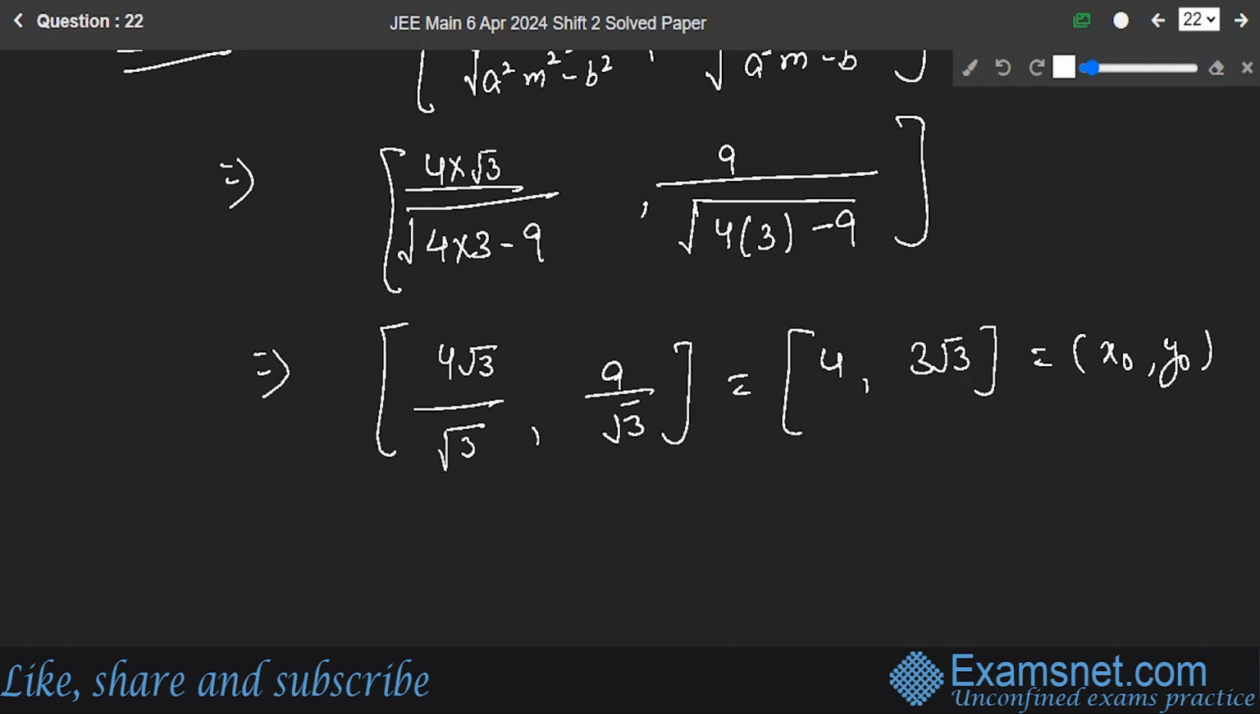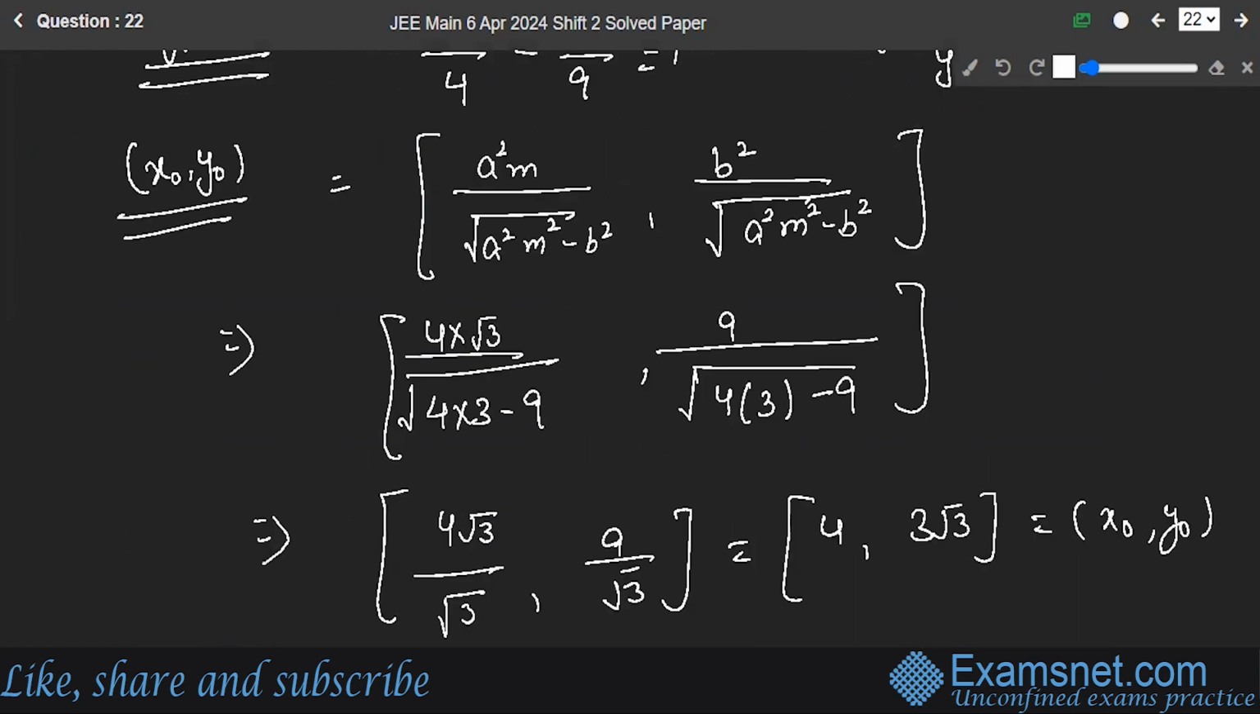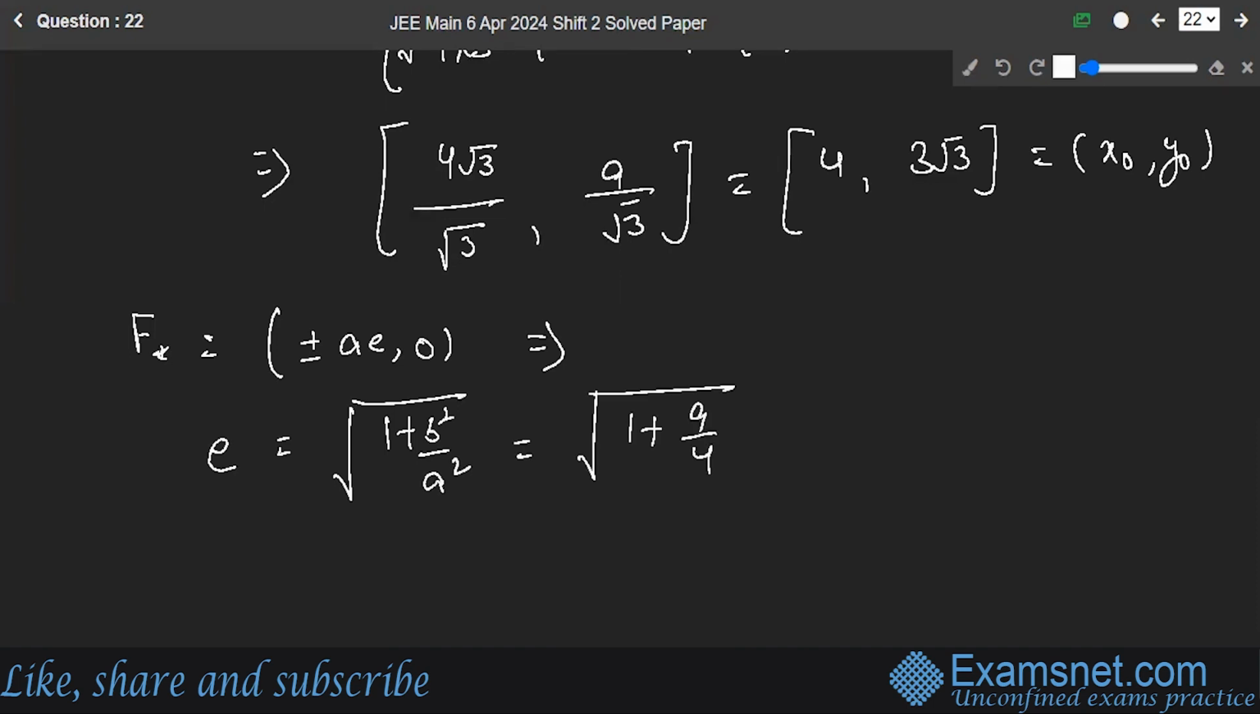Correct. So now what we have to find out was m is the product of the focal distances. Let's find out the focus. So the two focus will be plus minus ae, comma 0. So what is your e equal to? Okay, let's solve for e also. e will be given by root of 1 plus b square upon a square for the hyperbola. So this is equal to root of 13 by 2.